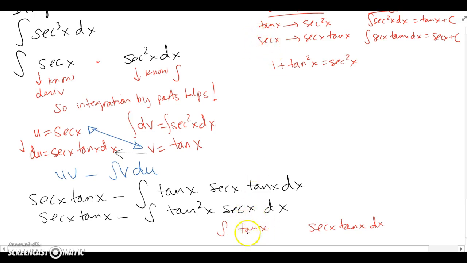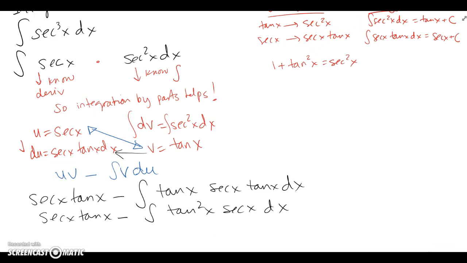But this is a tangent x, it's not a tangent squared x, so I can't use this identity to change it into secants as I would wish. So stripping out a secant x tan x for my du doesn't help me in this case, and I can't strip out a secant squared because I don't have a secant squared. So I'm kind of stuck again. These guys don't help me out.